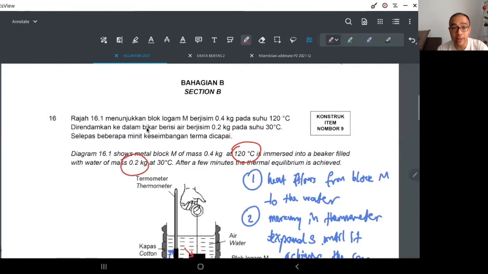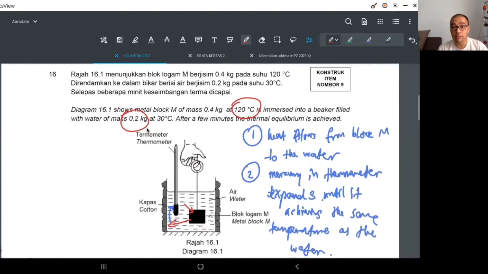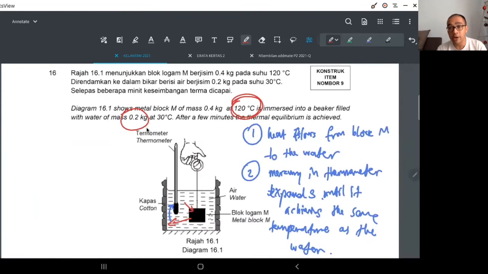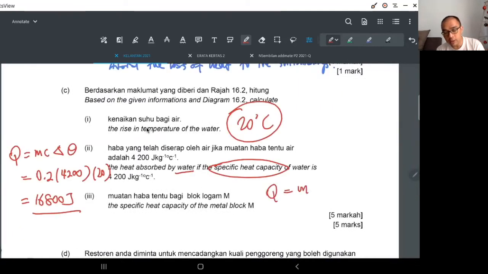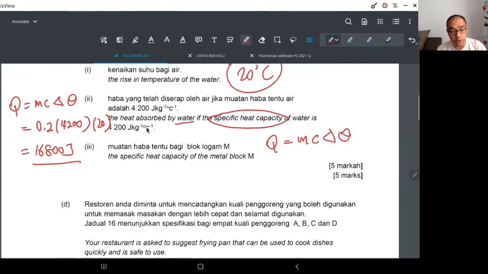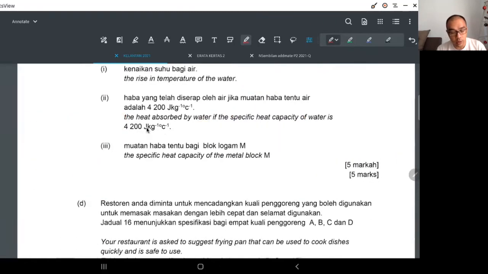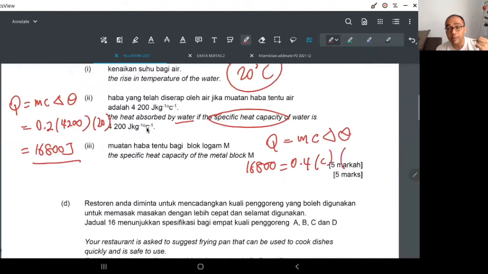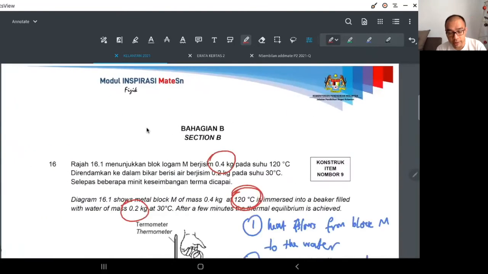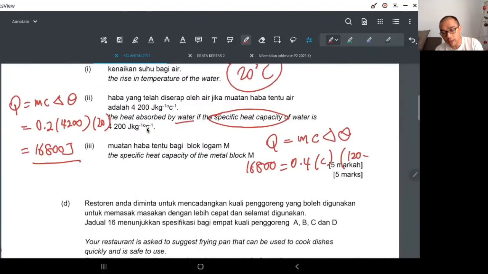And so we can use that to calculate this one, because the change in temperature is from 120 to the thermal equilibrium temperature of 50. We use the same formula, Q equals mc delta theta, except that Q we already know: 16,800 equals the mass, 0.4 kg, times c. What is my delta theta? It starts at 120 degrees, goes to 50, so 120 minus 50. Then when you calculate, you will get the answer: c equals 600 joules per kilogram per degree Celsius, given the same unit as the one in the question.